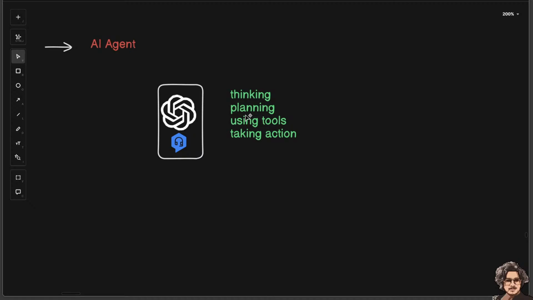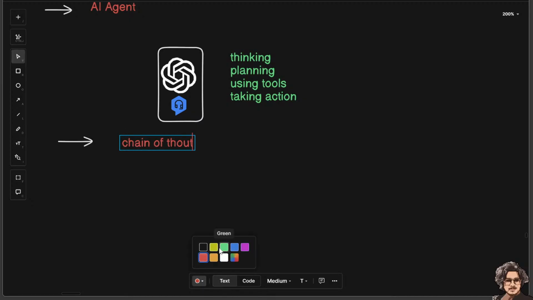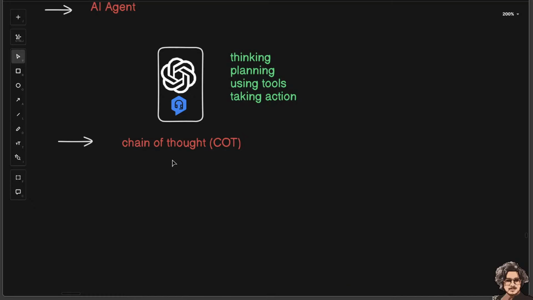One more thing: what is chain of thought? COT. Chain of thought means making the model reason step by step. COT means that we have some model.